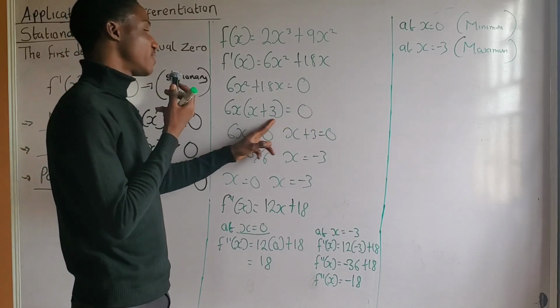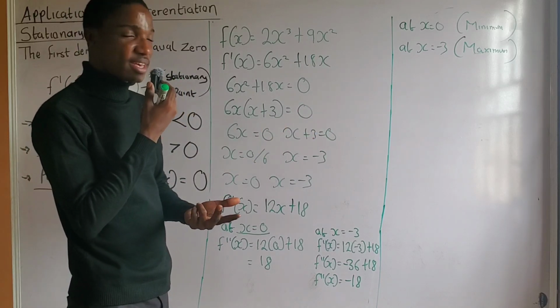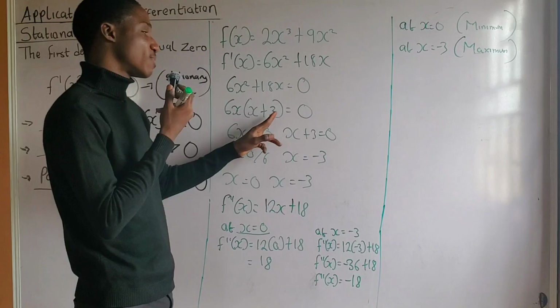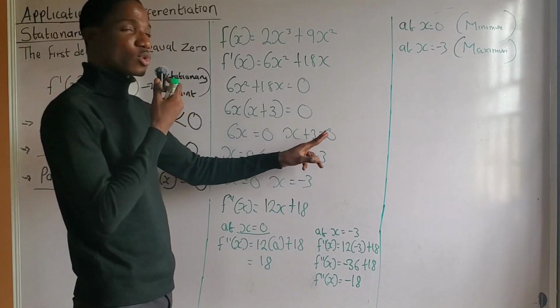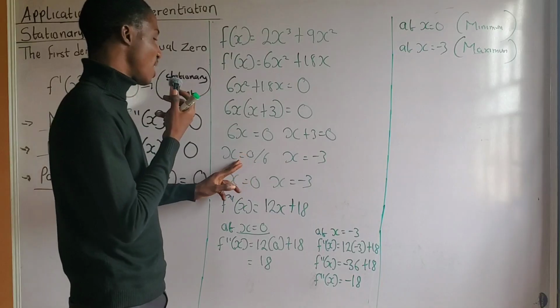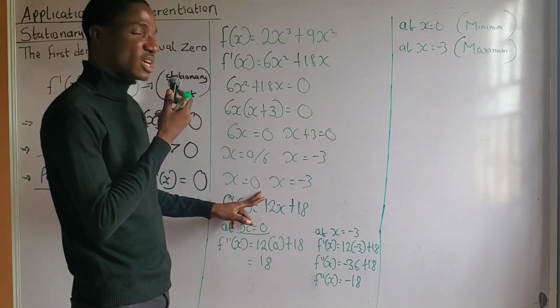Okay, then to get the value of x, I factorize. So I have 6x multiplied by x plus 3 equals 0. 6x will be equal to 0. x plus 3 will be equal to what? 0. Okay, now x will be 0 over 6. That will be what? 0.